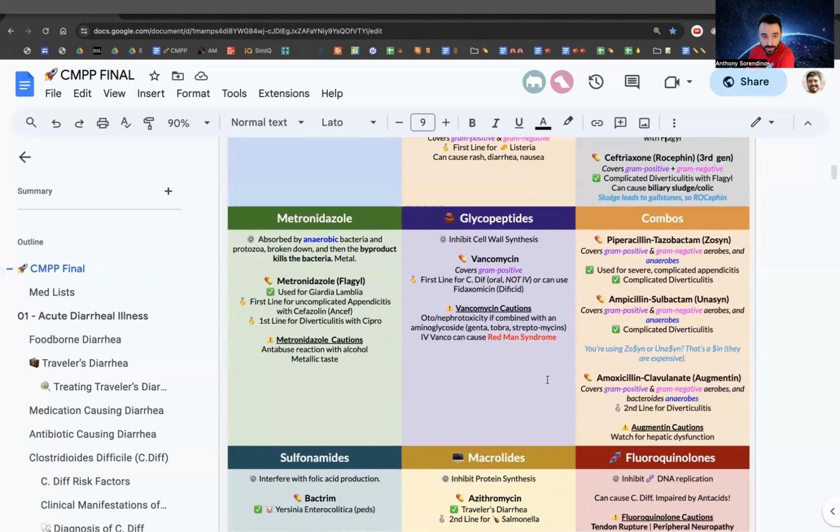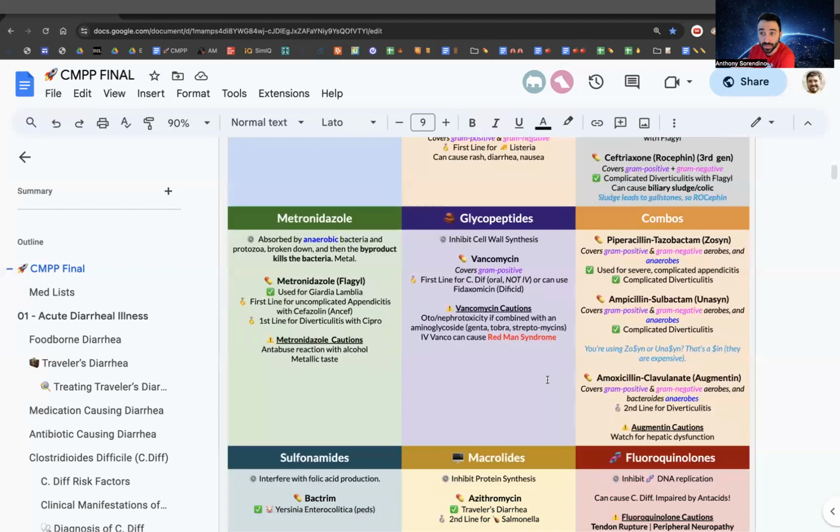Let's move down, I guess we'll just go in order. Metronidazole, this is Flagyl. This is the one that's absorbed by anaerobic bacteria and protozoa, broken down, and then kills the bacteria. That's so metal that it does that. It just sneaks in, breaks down, and then kills the bacteria. It's so metal, in fact, that it tastes metallic. It's used for Giardia.